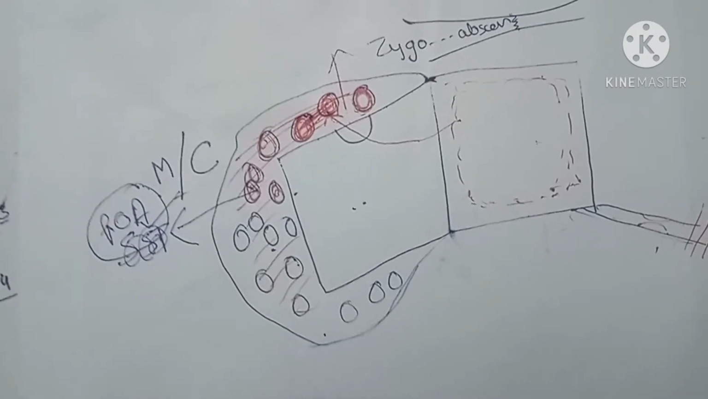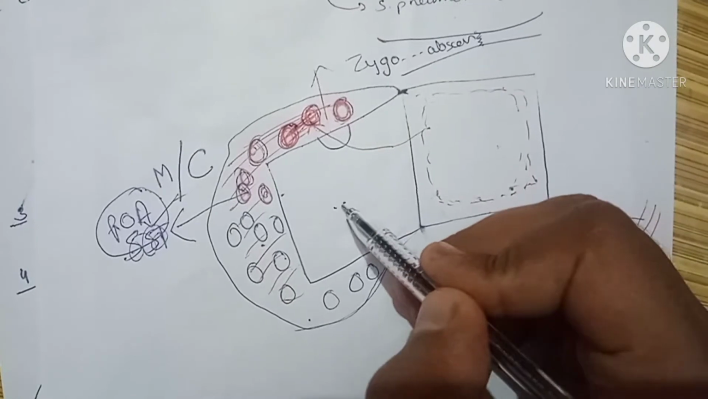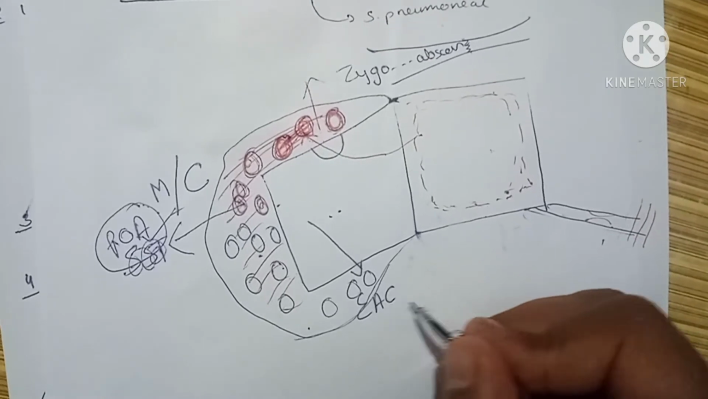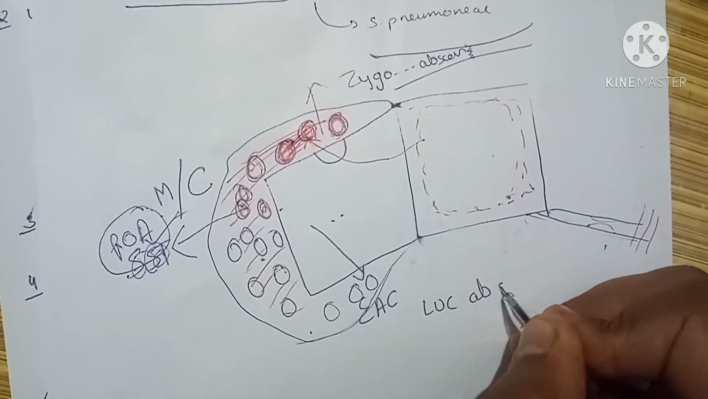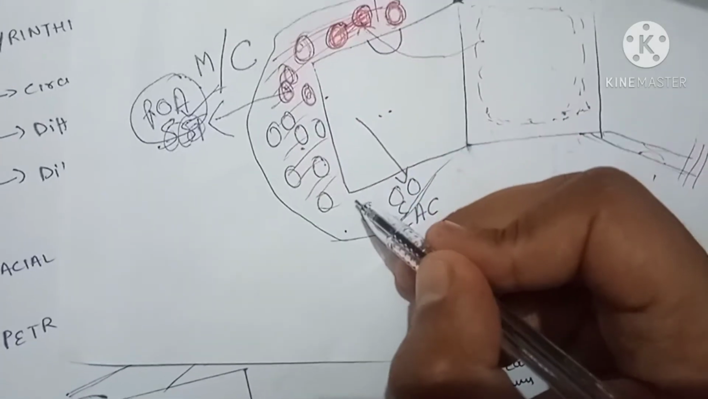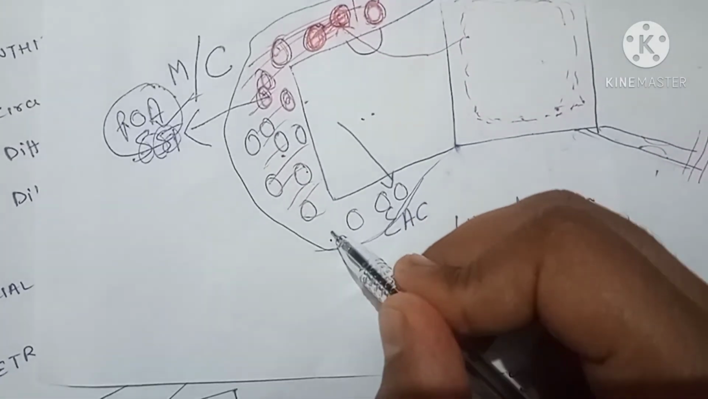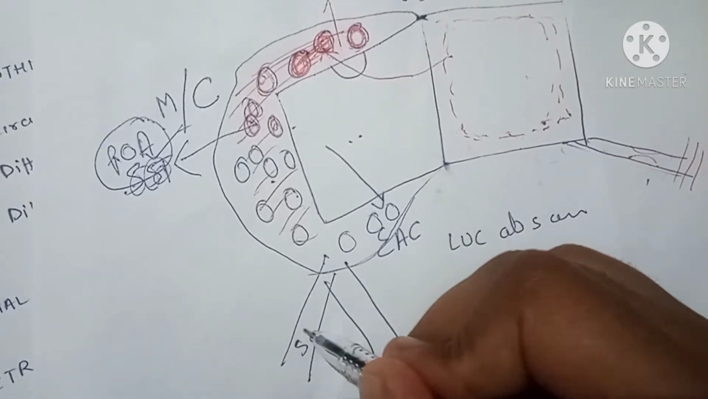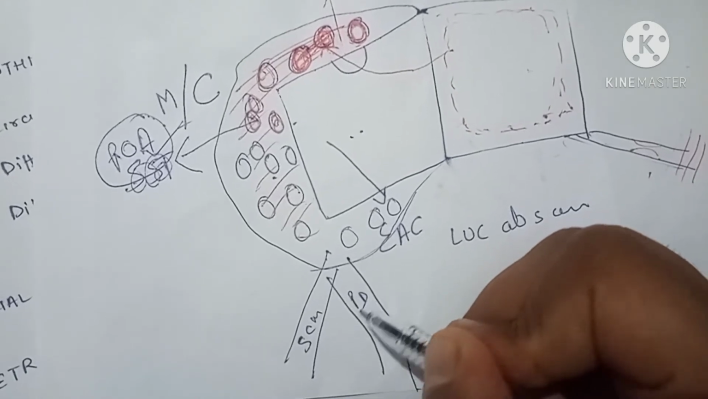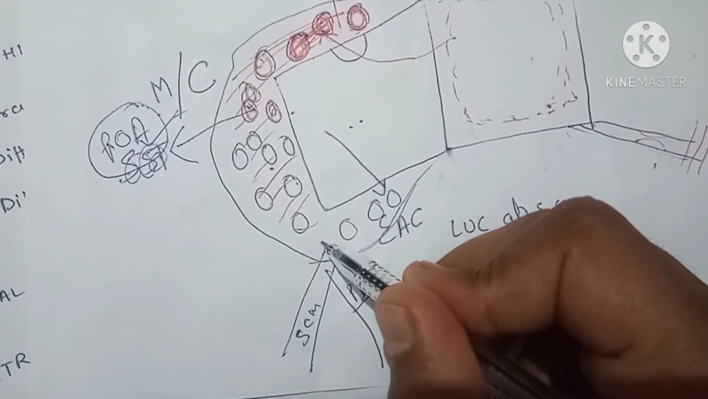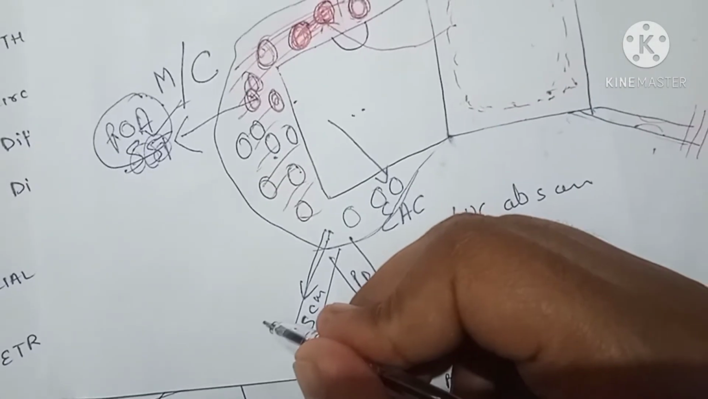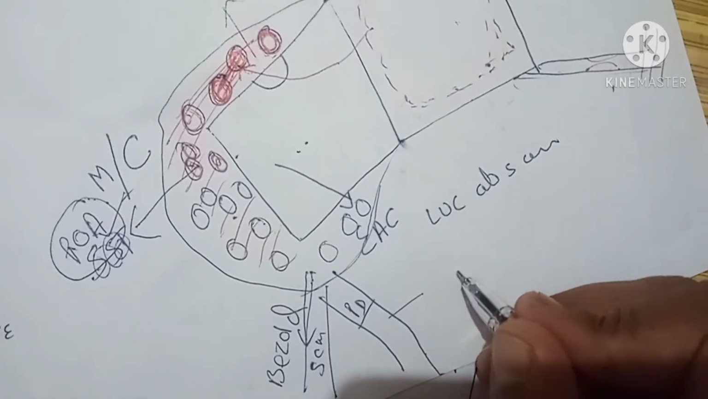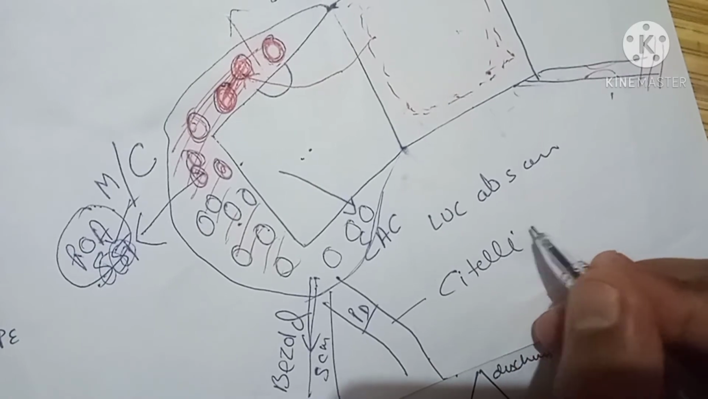The third thing is that it can spread anteriorly, involving the external auditory canal, and when this abscess involves the external auditory canal, it is known as Luc's abscess. The fourth thing is it can spread inferiorly. Now from the mastoid tip arise two muscle origins, that is sternocleidomastoid and the posterior belly of digastric. So when the infection or abscess travels through the sternocleidomastoid, it is known as Bezold abscess. And when it travels through the posterior belly of digastric, it is known as Citelli's abscess.